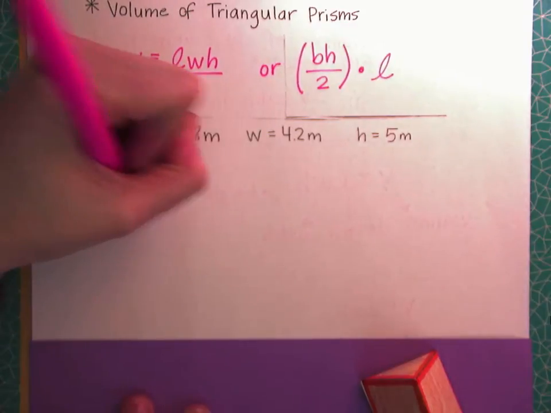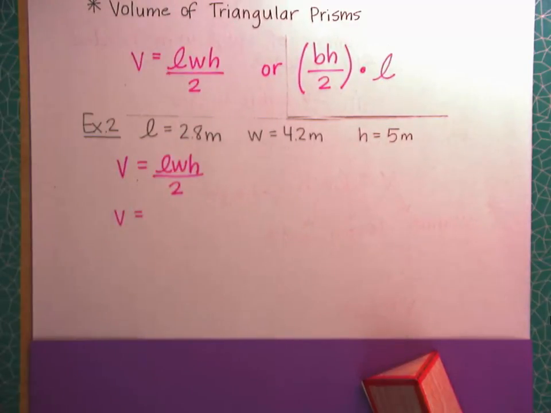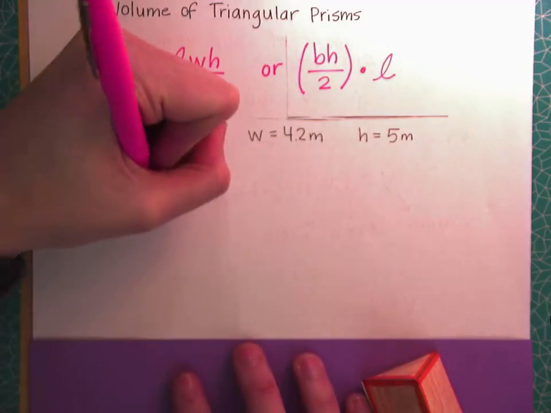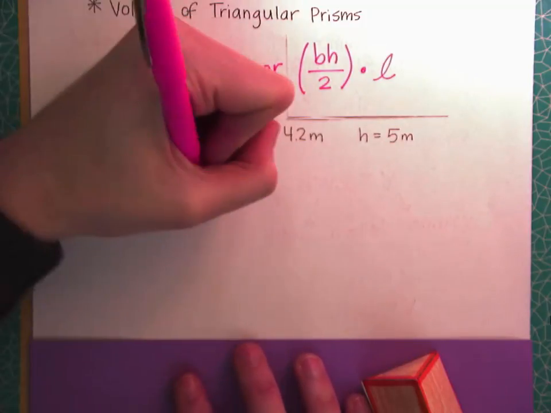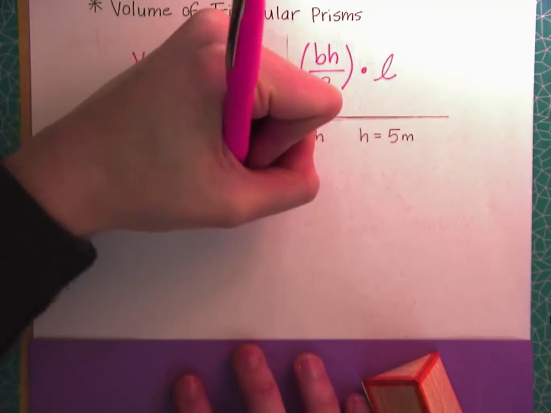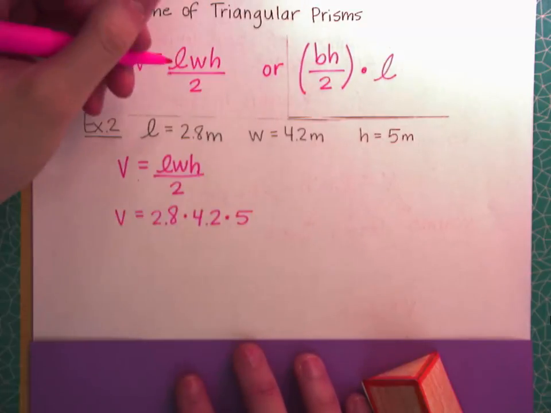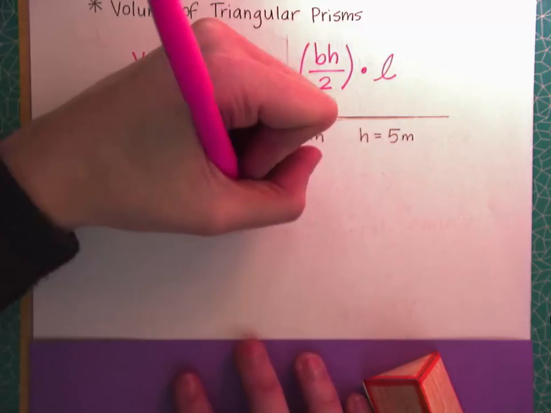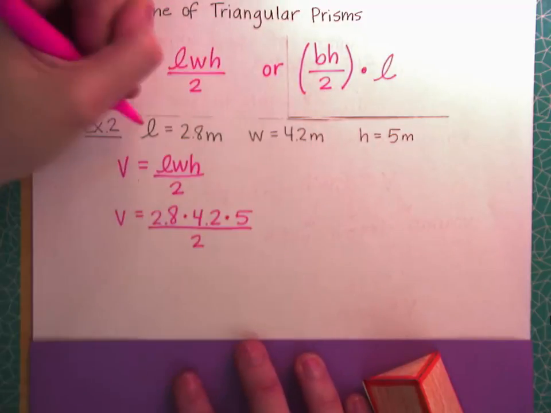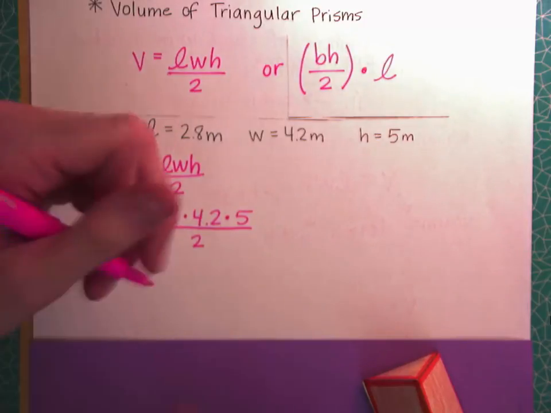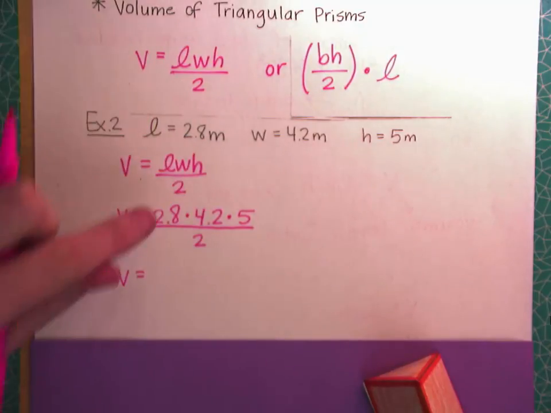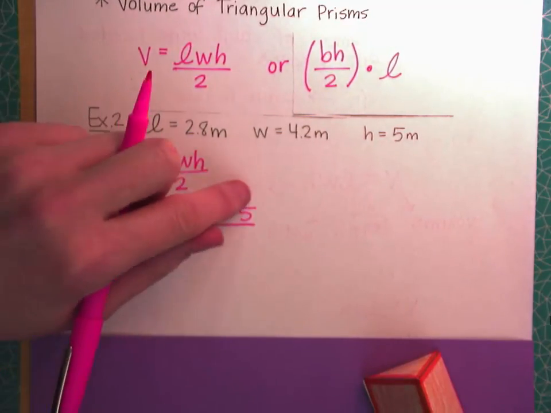Okay? So what's my length? 2.8. What's my width? 4.2. And what's my height? Now, is that all I do? No. I've got to divide by 2. Now, I would suggest multiplying the numbers on the top first, getting your answer, then dividing by 2. Okay, so when I multiply 2.8 times 4.2 times 5, what do I get?